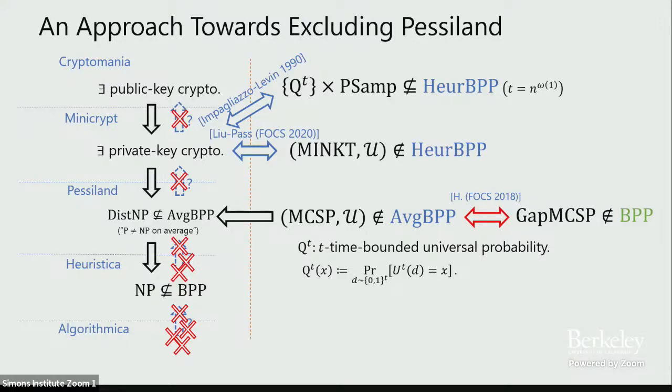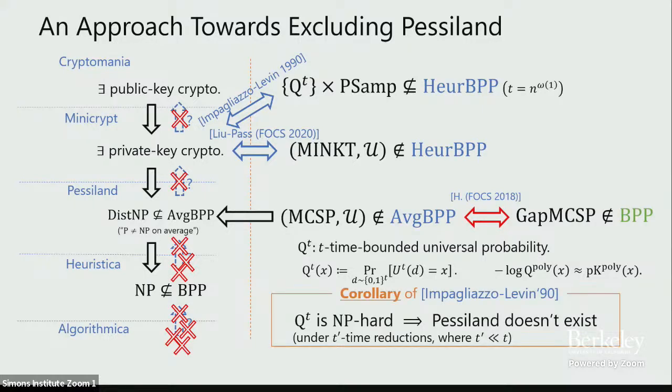And this t-time bounded universal probability, denoted by Qt, is somewhat similar to time-bounded Kolmogorov complexity, and it's defined to be the probability that a random program prints x. That's the definition of universal probability. And actually, if you know the notion called probabilistic Kolmogorov complexity, which was recently introduced, if you take minus log of this probability, it's almost equivalent to probabilistic Kolmogorov complexity. So you can think of this as a variant of time-bounded Kolmogorov complexity.